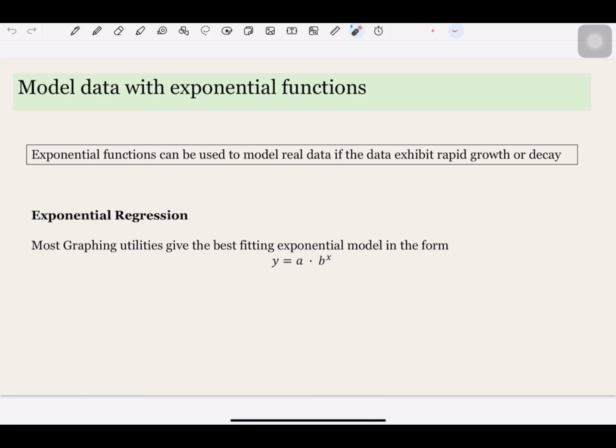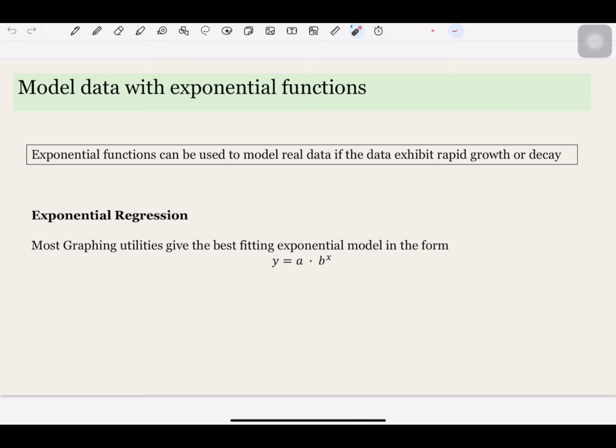Okay, so we use exponential regressions to model real world data that shows rapid growth or decay. This could include things like population growth, the spread of a virus, or radioactive decay. Exponential regression helps us to find an equation of the form y equals a times b to the power x, where a represents the starting value and b is the growth or decay factor.